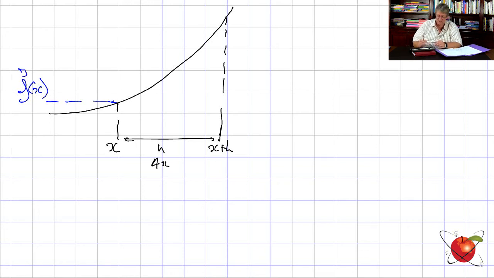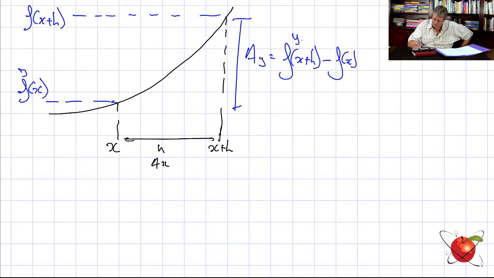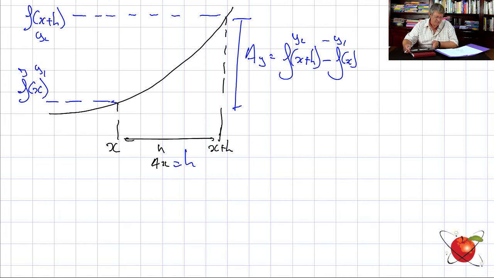That's the y, isn't it? So what's the top one? This is going to be f of x plus h. So thus, delta y is actually going to be equal to f of x plus h minus f of x, y2 minus y1. That's all it is. And delta x is going to be equal to h. That's all I've said.